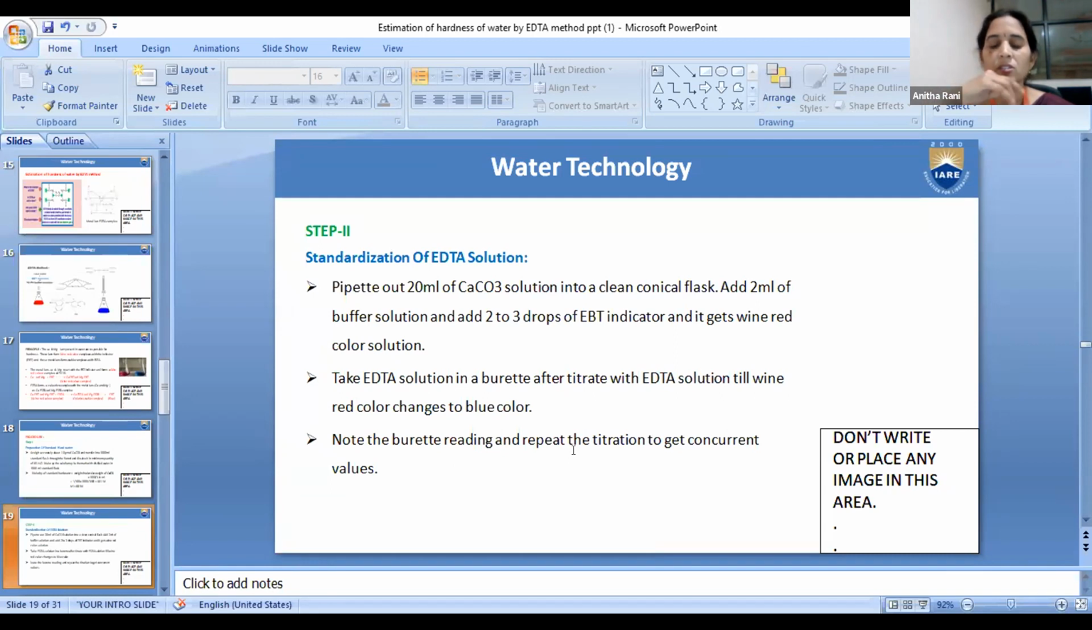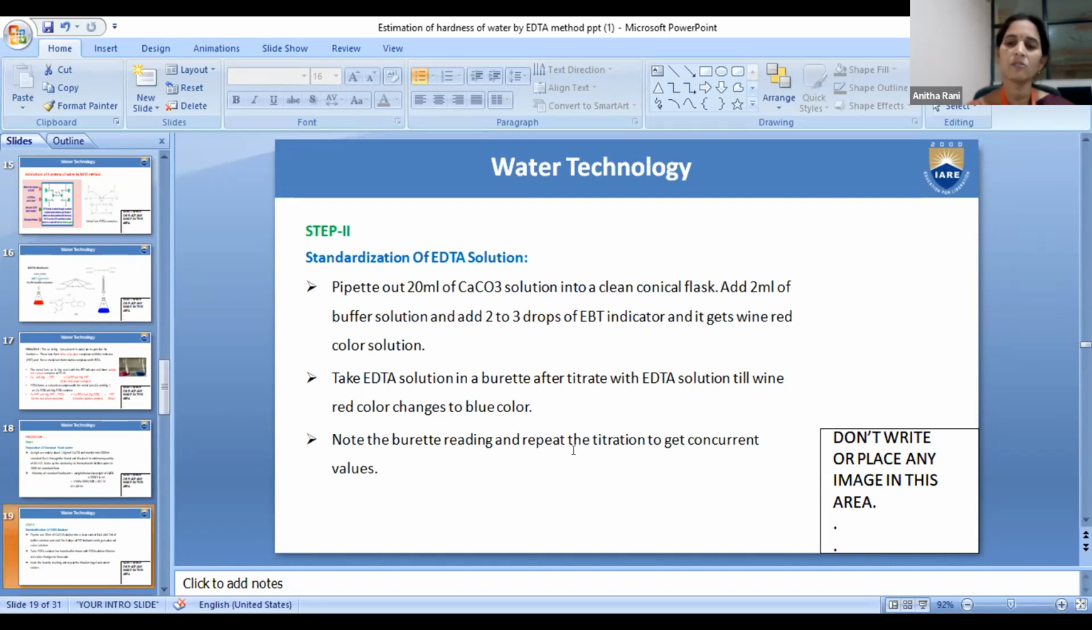This standardization of EDTA solution, you have to do the titration 3 times, because you have to get average values, means exact values. First time if you get 20 ml, again go for next time. Means you throw the solution into the sink, wash the conical flask. Again you pipette out 20 ml of calcium carbonate solution, add EBT 3 drops, add buffer 2 ml, and you will get wine red color. Again do the titration with the EDTA solution. Next time also if you get 20 ml, stop the titration, 2 titrations enough.